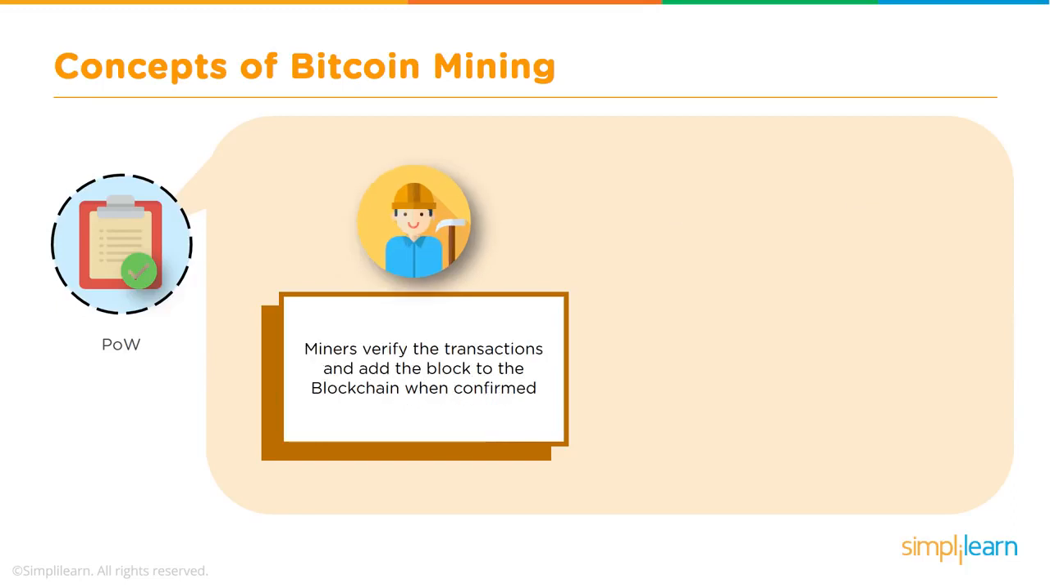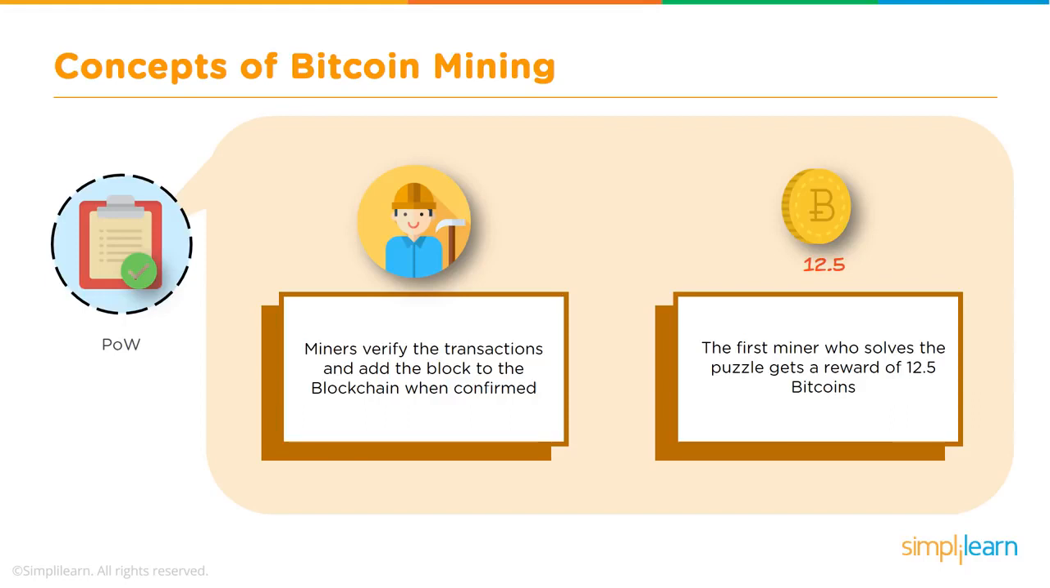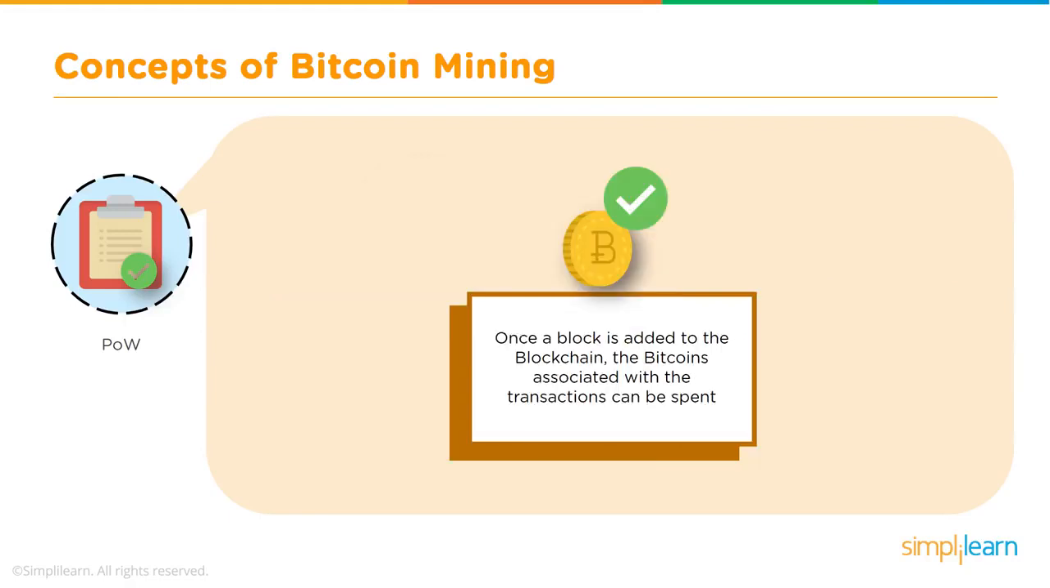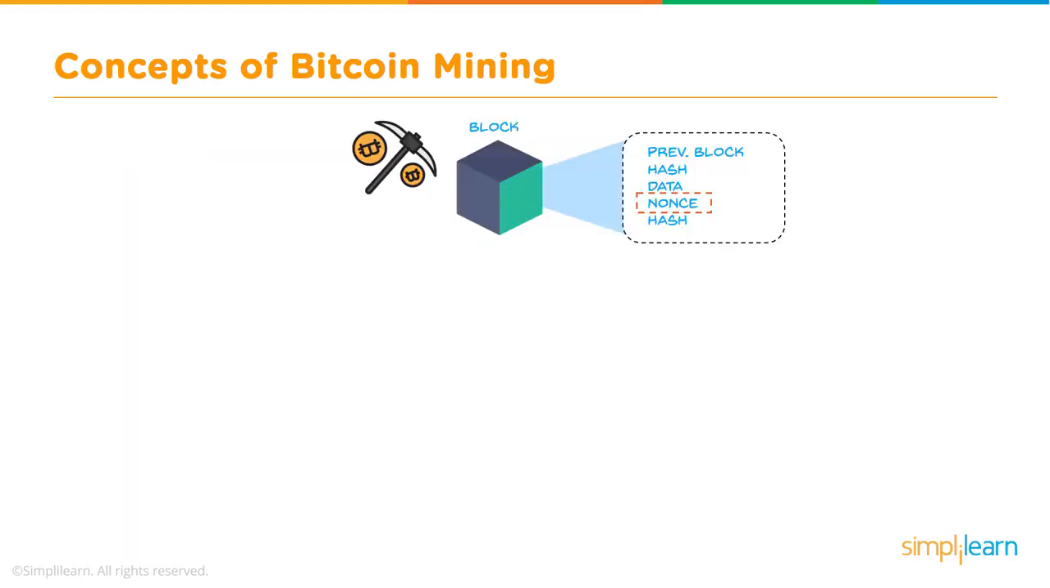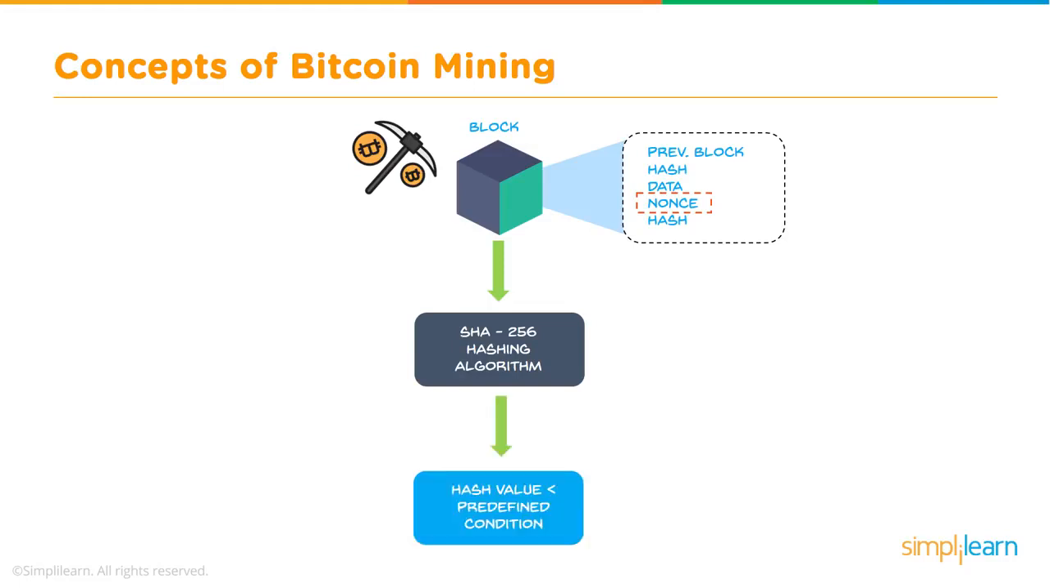Miners verify the transactions and add the block to the blockchain when confirmed and verified. As of today, the miners who solve the puzzle get a reward of 12.5 bitcoins. Once a block is added to the blockchain, the bitcoins associated with the transactions can be spent. So once the block is validated, the transfers of bitcoins associated with the transactions aggregated in the block are made from one account to another. Now, in order to generate the hash, you use the SHA-256 hashing algorithm.